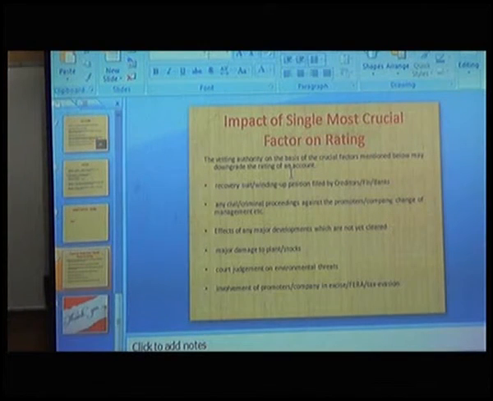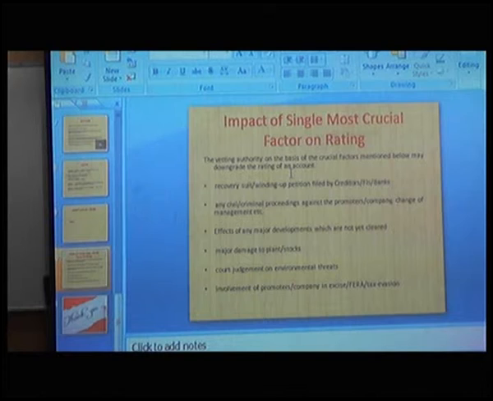So, the last slide: impact of single most crucial factor on rating. Besides these parameters that I have designed, there are some other crucial factors which are going to affect the lender's decisions. For example, if a court case is going on against the company, or if the company has a bad track record, or if the creditors have requested for winding up of the company, in that case it has to be given top importance.